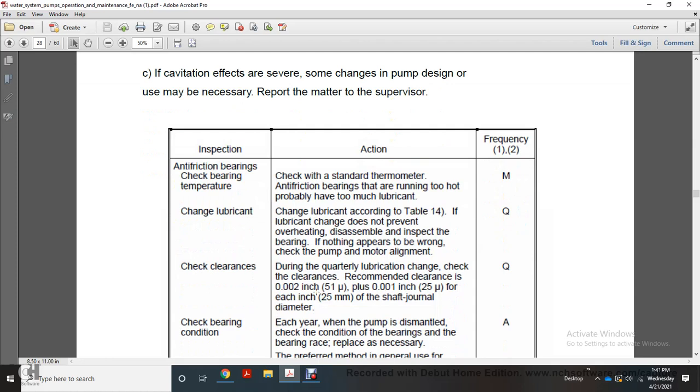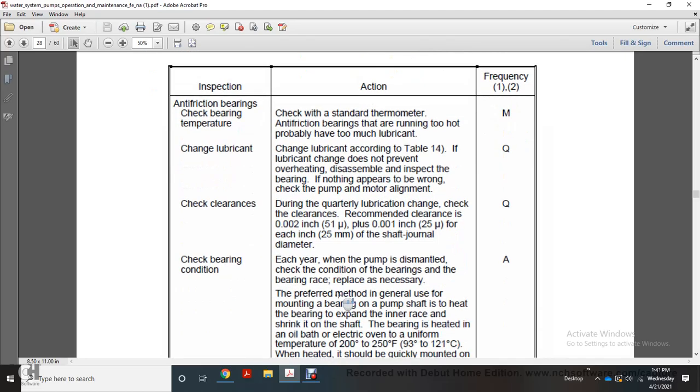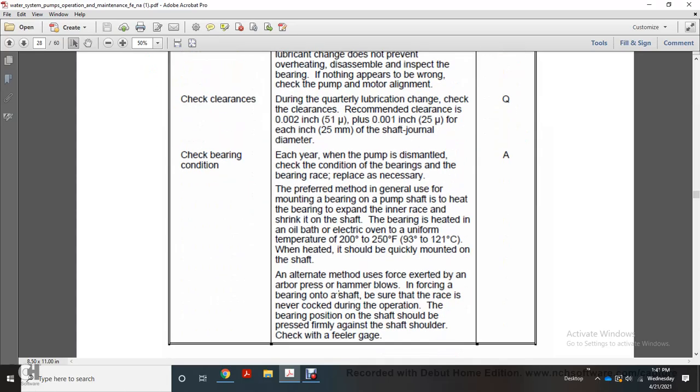Check the pump and motor alignment quarterly. Check clearance during the quarterly lubrication. Recommended clearance is 2,000 inch plus 1,000 inch for each inch of the shaft journal diameter. That's quarterly. Check bearing condition. And this is annually: check the pump, dismantle it, and check the condition of the bearings.